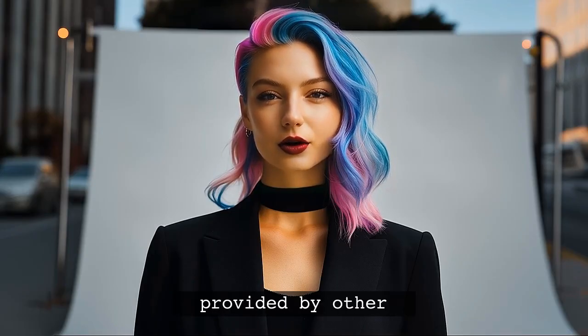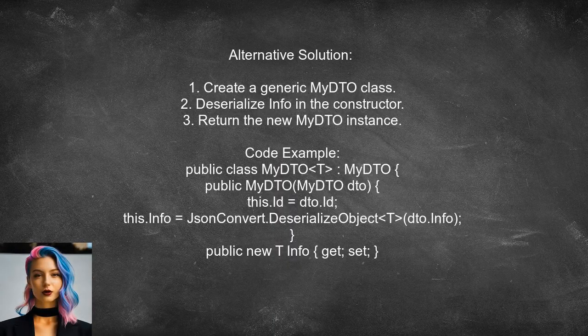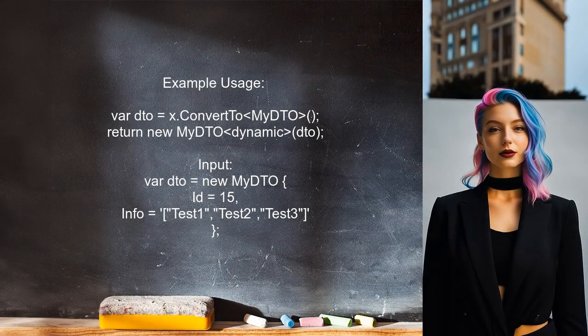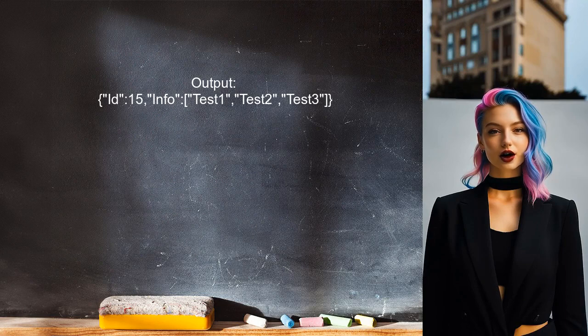Now, let's look at the answers provided by other users. An alternative approach involves creating a generic version of MyDTO. This allows you to deserialize the info property directly into the desired type, preventing the JSON from being escaped. For instance, if you convert your original DTO and pass it to the new MyDTO, it will correctly serialize the info property as a JSON array instead of a string.